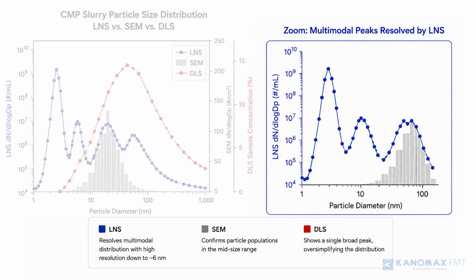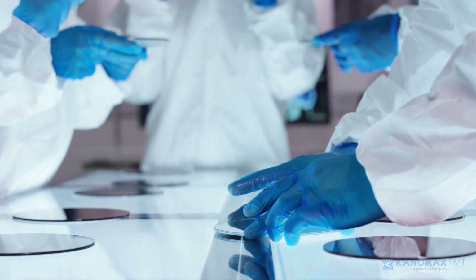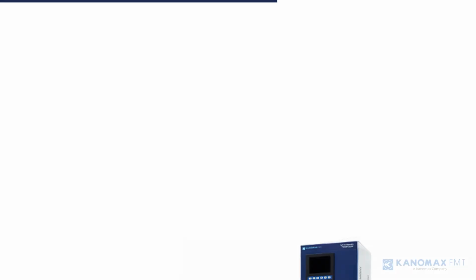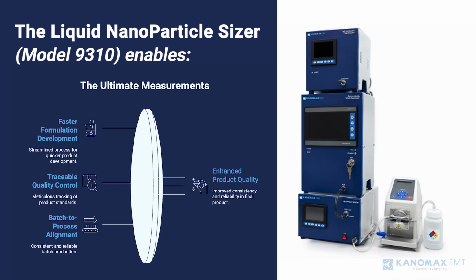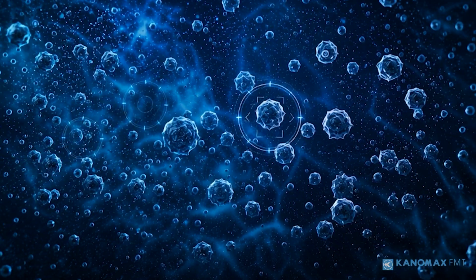This isn't just better measurement. It's better process understanding. For CMP slurry manufacturers, tight PSD control has become more than a quality target. It's a competitive differentiator. The LNS enables faster formulation development, traceable quality control, stronger batch-to-process alignment. Because when you can directly correlate PSD to fab performance and defectivity, you create stronger validation, faster troubleshooting, and greater customer confidence. Advanced nodes demand deeper particle insight.